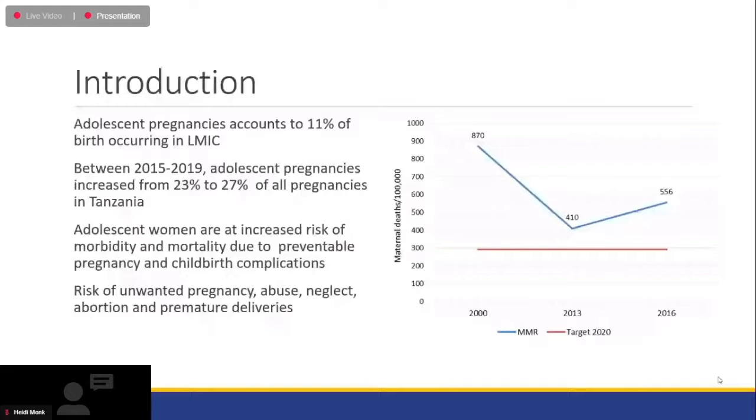We are talking about this group because it is at risk of several complications, including unwanted pregnancy, abortion, abuse, neglect, and sometimes premature deliveries. The problem is also a burden in our country because adolescent pregnancy is still increasing. From the data of 2015 up to 2019, adolescent pregnancy increased persistently from 23% up to 27% of all pregnancies in Tanzania.